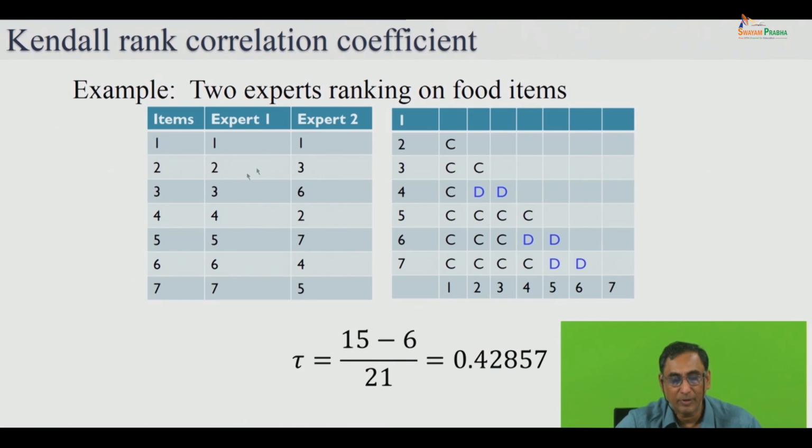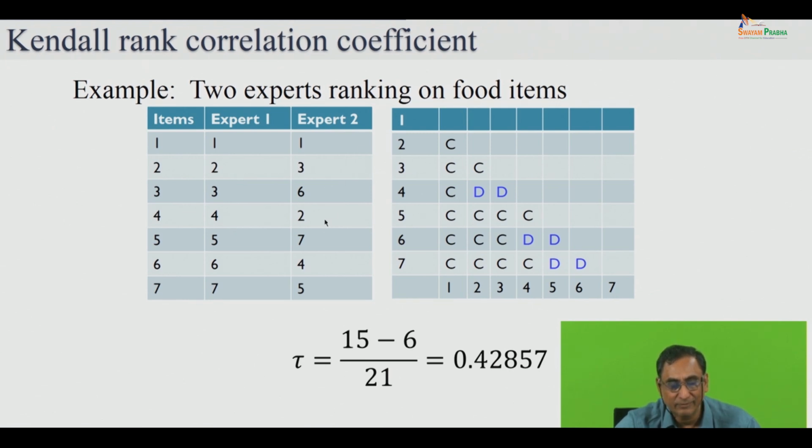Similarly, if I look at data points 1 and 3, expert 1 says 3 is better than 1. Expert 2 also says 3 is better than 1. So it's a concordant pair. Similarly, if you look at 2 and 3, both are in agreement. 3 is better than 2, 3 is better than 2. So it's concordant. Let's look at the fourth and the first one. Expert 1 says it's better, expert 2 also says better, concordant.